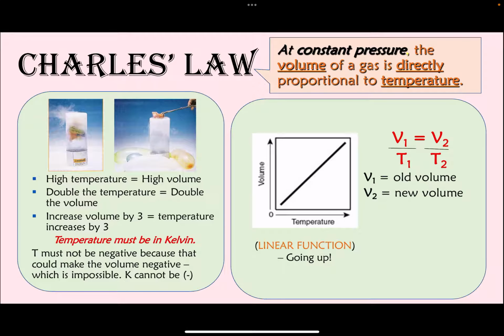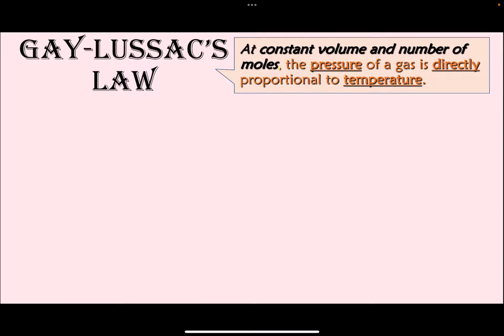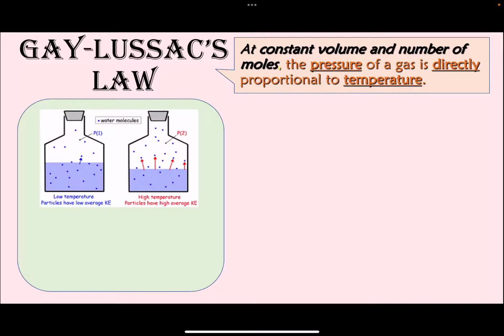So V1 and V2 are your initial and final volumes. T1 and T2 are your initial and final temperatures. Remember, they have to be in Kelvin. The Gay-Lussac's law is when you keep your volume and number of moles constant, and then pressure and temperature are going to be directly related. So think about this example over here.